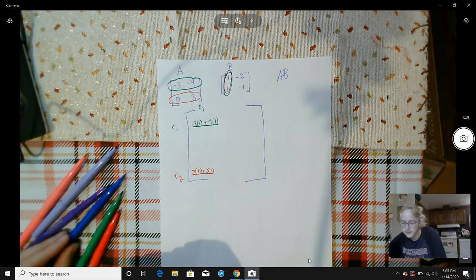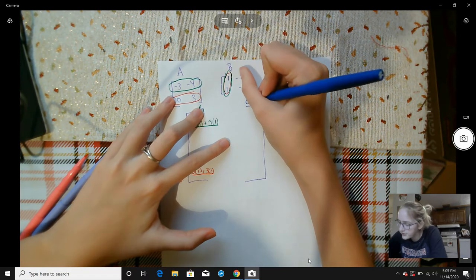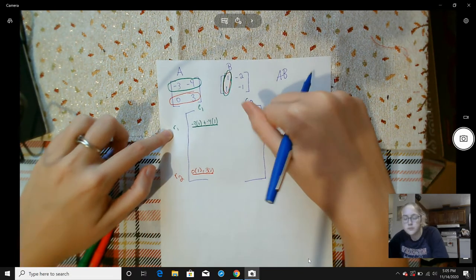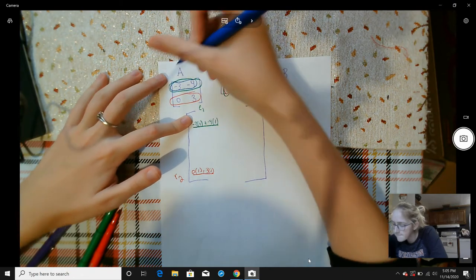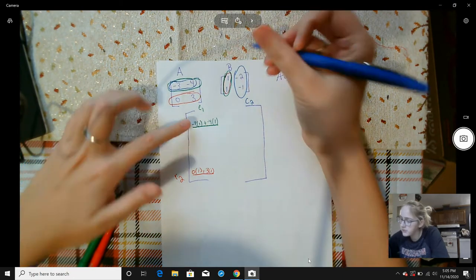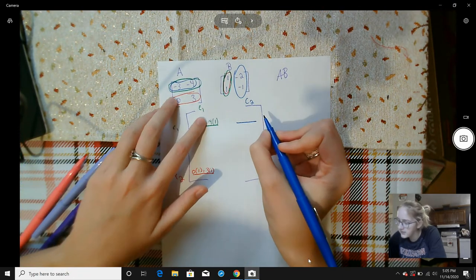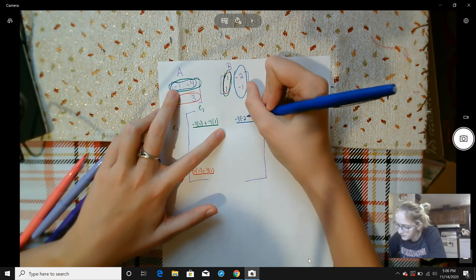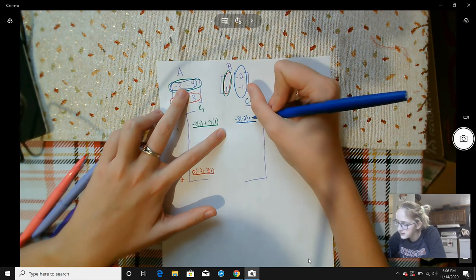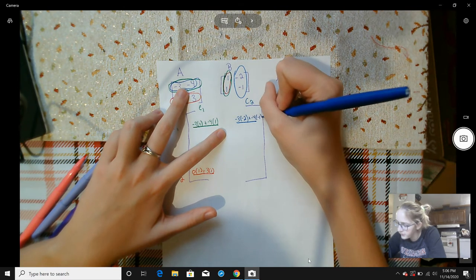Let's see, what color have I used here? We're going to have column 2. This is row 1, column 2. So row 1, column 2. That's going to give me negative 3 times negative 2 plus negative 4 times negative 1.